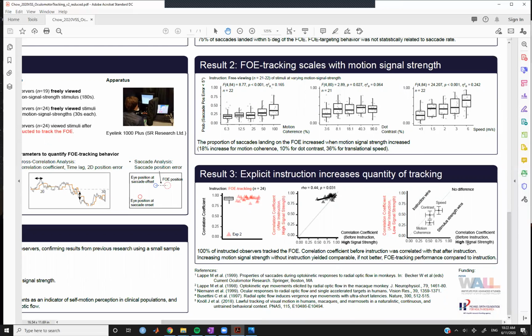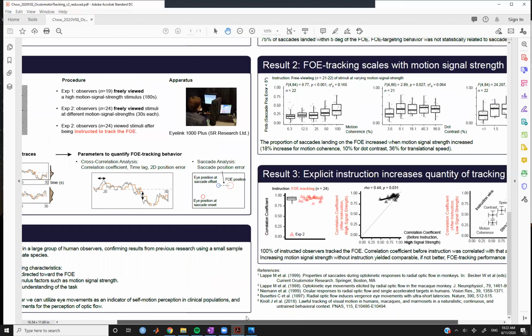Also, when we compare motion signal strength against instruction, we found that in some cases, having a higher motion coherence or a faster speed can generally create better FOE tracking behavior than explicit instruction under low signal strength. In other words, increasing motion signal strength without instruction can yield comparable, if not better, FOE tracking performance compared to explicit instruction.